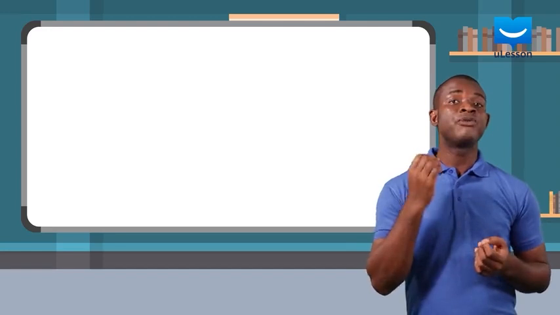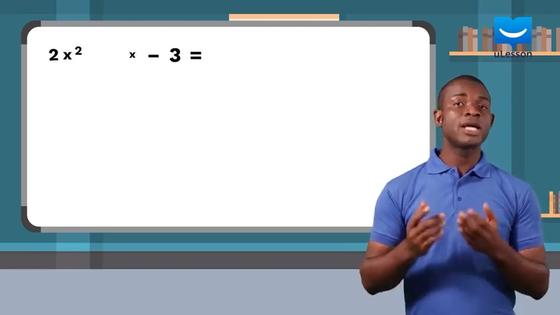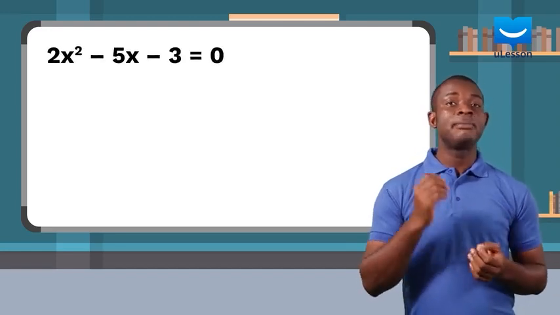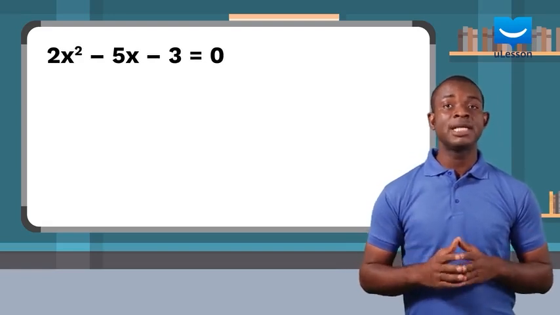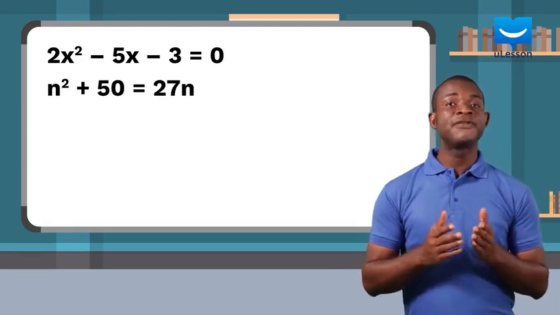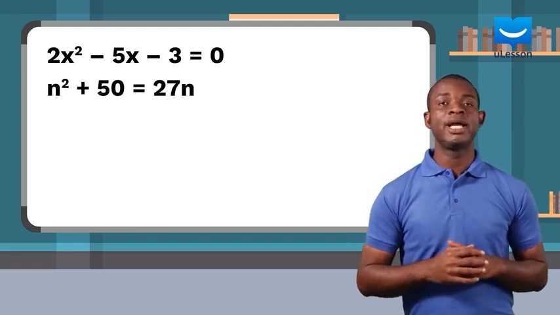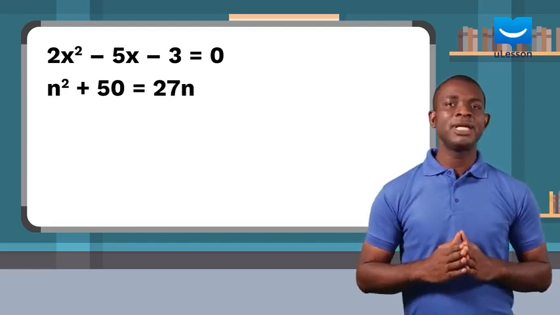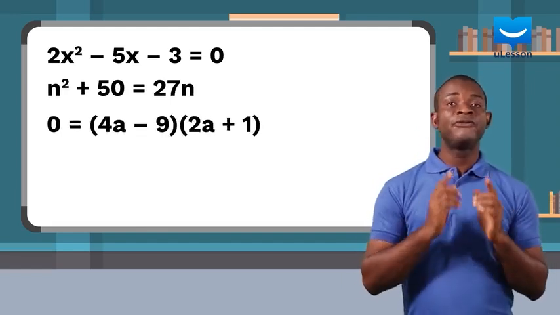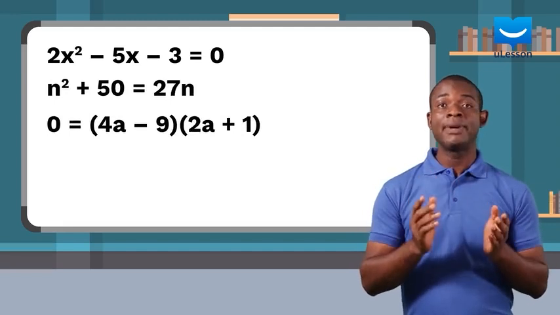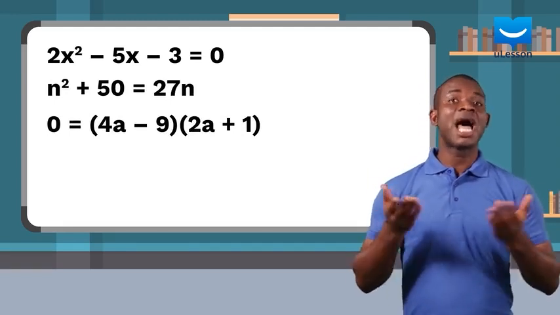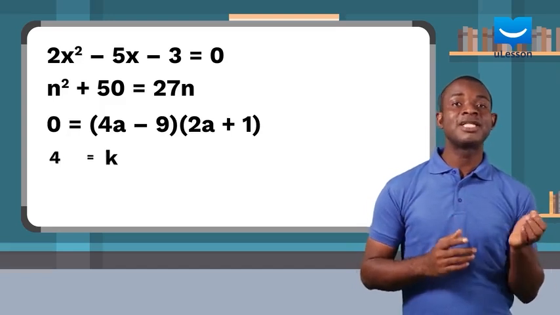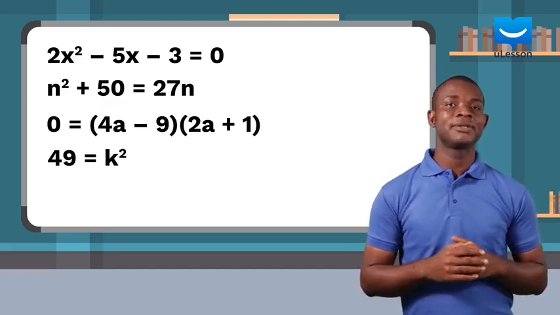An example of a quadratic equation is 2x squared minus 5x minus 3 equals 0. Another example is n squared plus 50 equals 27n. Yet another example is 0 equals (4a minus 9)(2a plus 1). And our last example is 49 equals k squared.